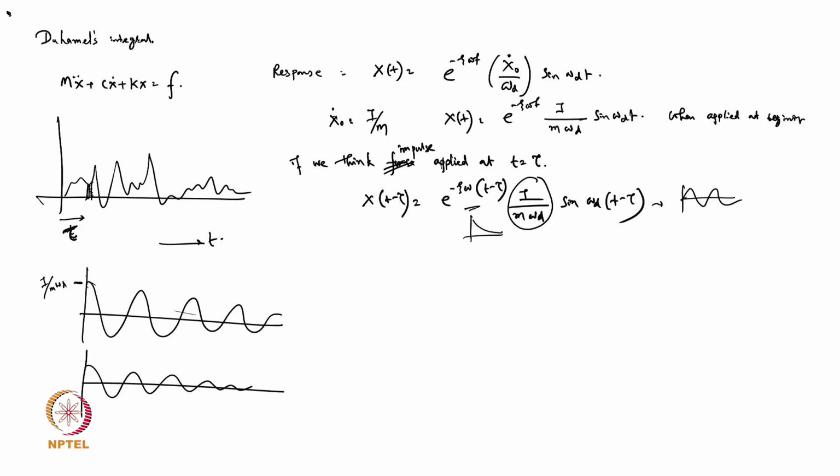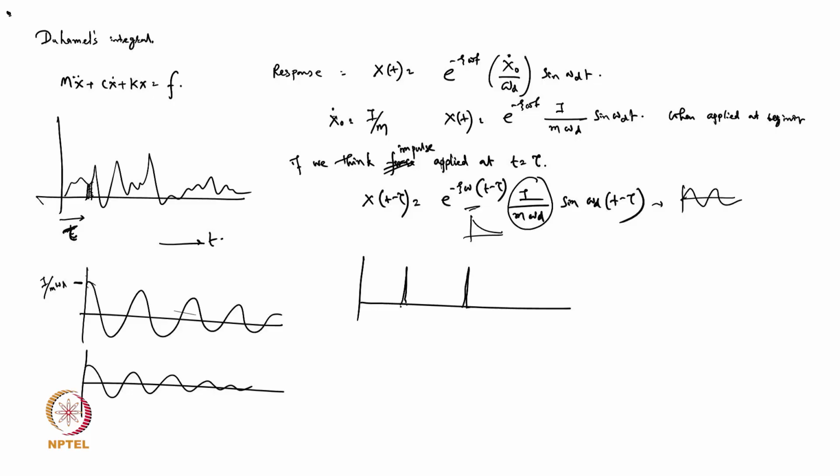If we just take one after another, that will be complicated. Just think, for example, we have a response and we have some impulse at some point. Then after a certain time, I have another impulse. That means you have some structure, you impulse it at a certain point, let it go, and suddenly again impact it. What is happening?